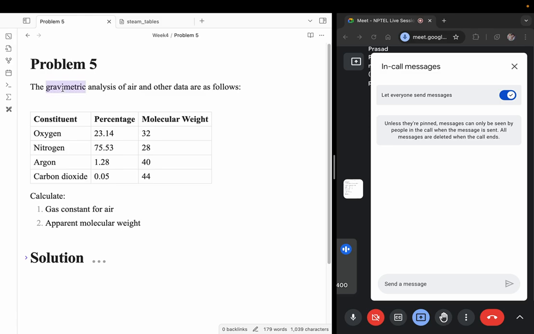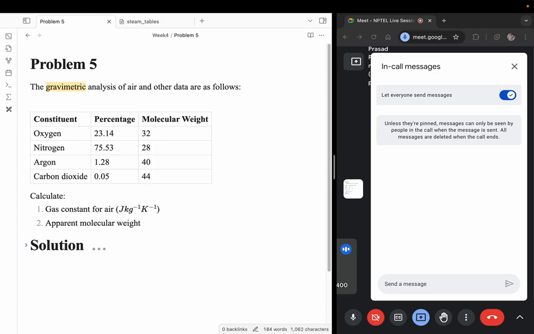Again, this is a gravimetric analysis. Just note this fact that whenever gravimetric is there, it means it's on a mass basis, and the data is as follows. So you consider air, and you need to find the gas constant for the air. Note, whenever we say gas constant, we mean in appropriate units, maybe I'll write it as joule per kg Kelvin, and apparent molecular weight.